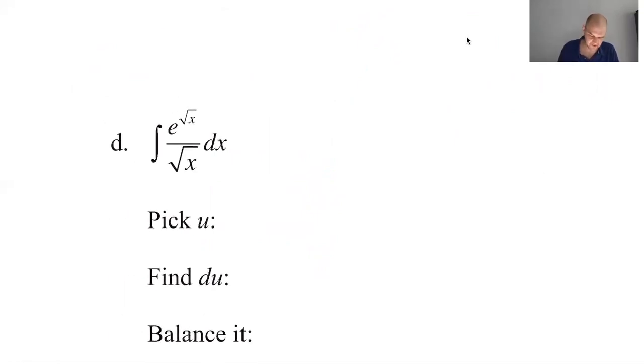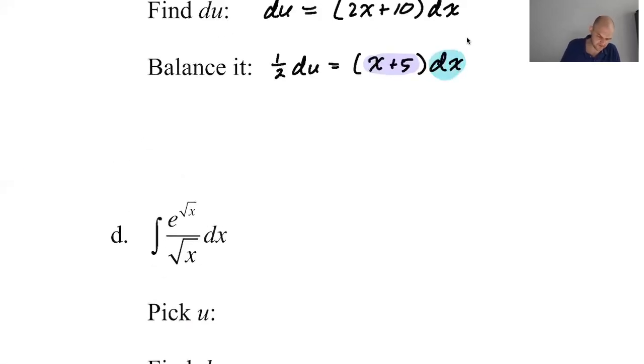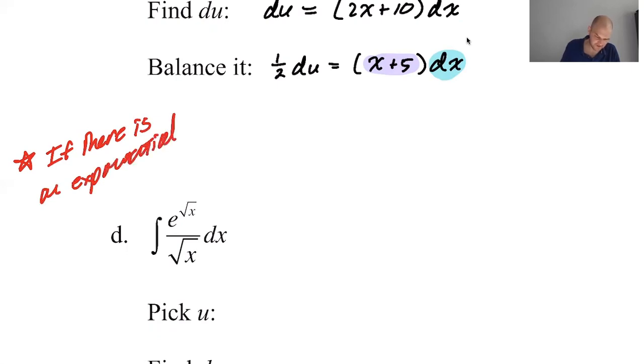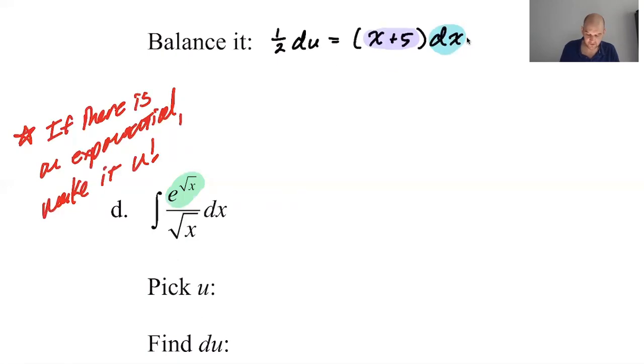If there's an exponential, so this is sort of a rule. It's not always a rule because there's other ways to do it, but if there is an exponential, make it u, and it'll make your life so much easier. So what I'm going to do is make this equal u. And then when you do that, something weird happens.